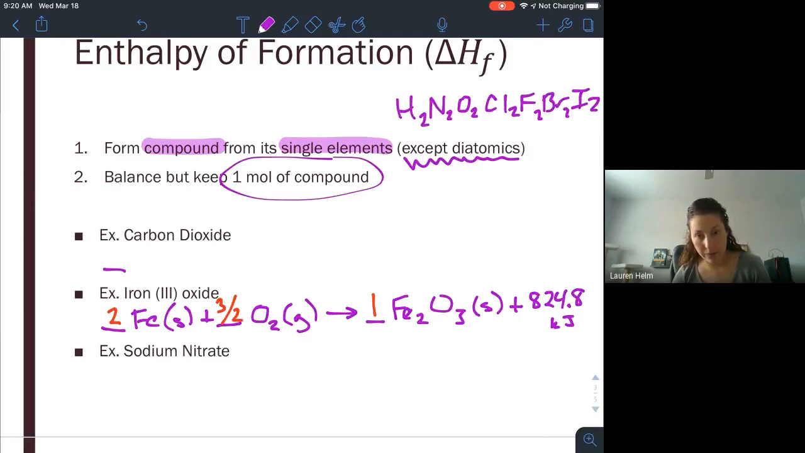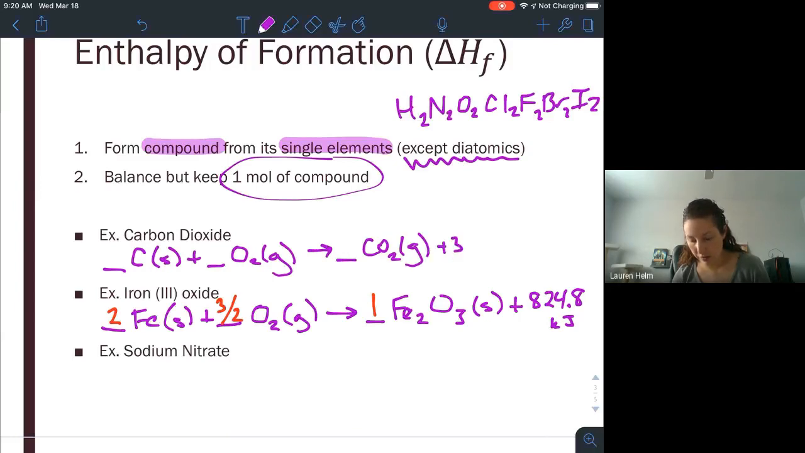Carbon dioxide, we have solid carbon and oxygen gas. Yield carbon dioxide gas with an enthalpy of 393.5 kilojoules. And this balances out with coefficients of 1.